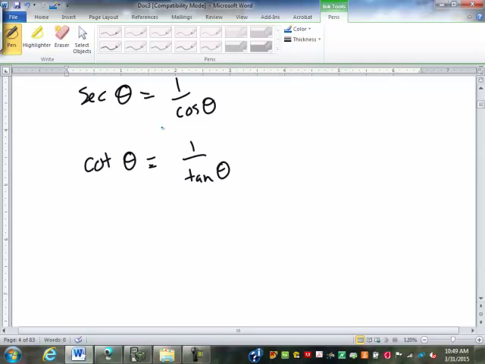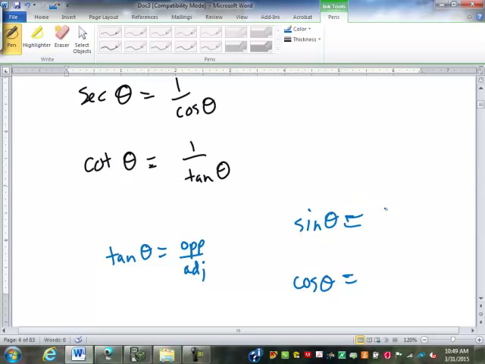When we saw tangent as the sides of a triangle, what sides were used for tangent? Opposite over adjacent. Very good. Well, if we look at sine and cosine, what sides were used for sine? Opposite and hypotenuse. Cosine? Hypotenuse and adjacent.